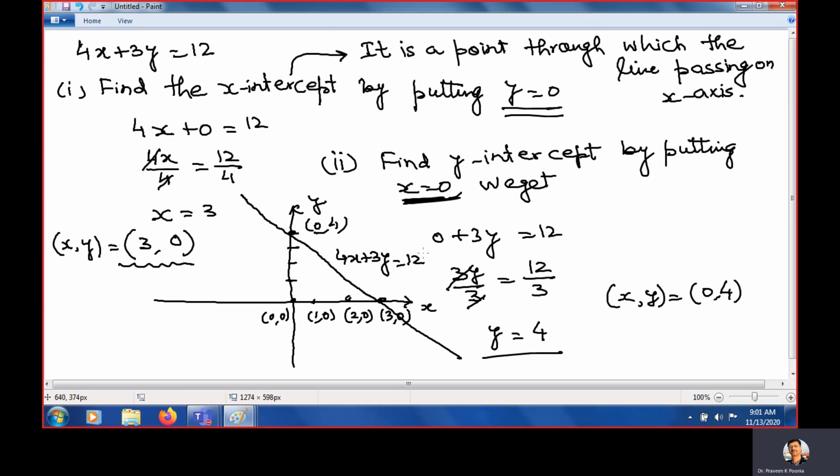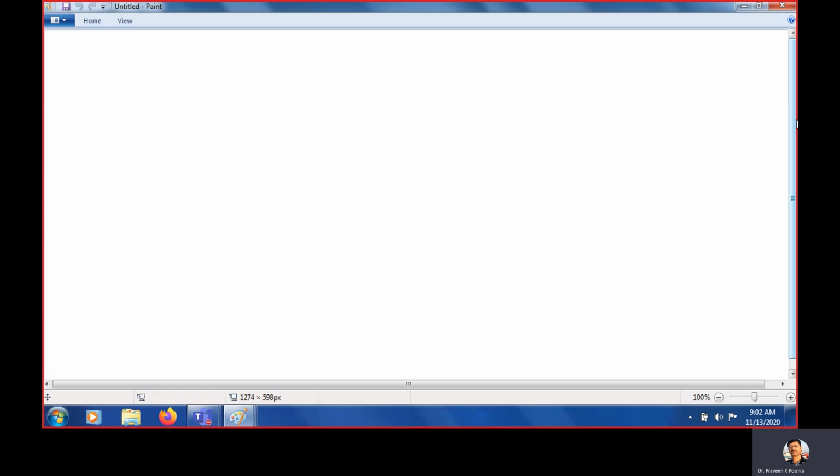So how are we drawing the line on the xy plane? First put y equal to 0, get the value of x. Then put x equal to 0 and get the value of y. Draw these points on the xy plane with a scale. Join these 2 points, and you will get a straight line. Clear? Now we will solve one question so that you can understand it more clearly.